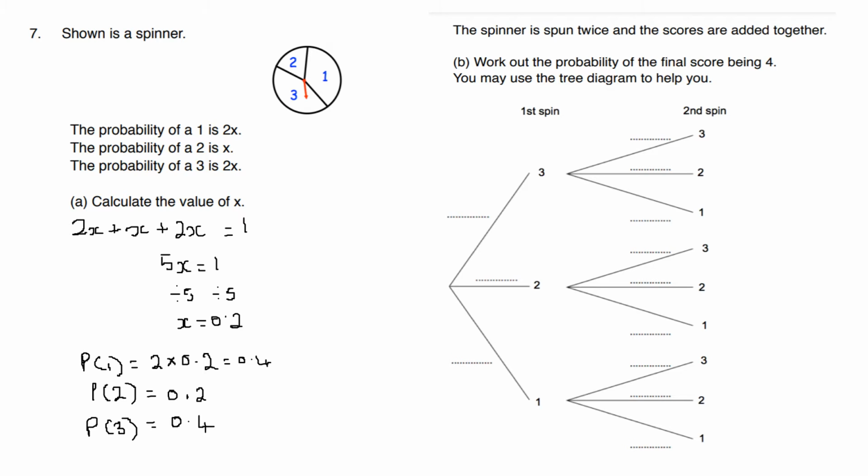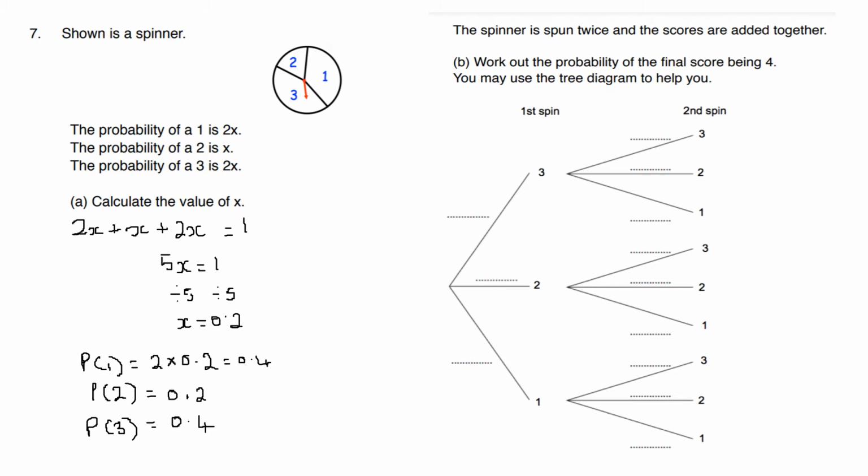Now, we move on to a tree diagram. So the spinner is spun twice and the scores are added together. Work out the probability of the final score being 4. You may use the tree diagram to help you. So let's fill in the probabilities on the branches.